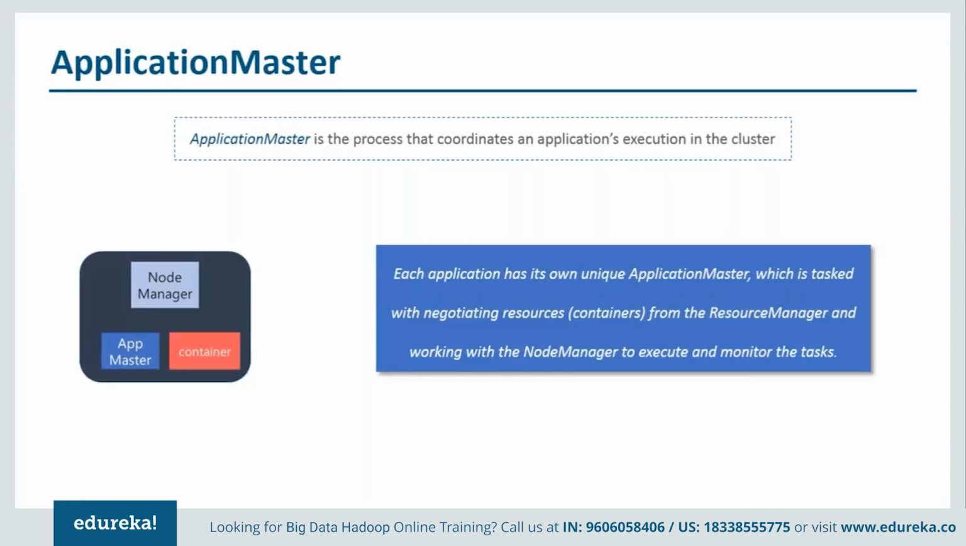In the YARN design, MapReduce is just one application framework. This design permits building and deploying distributed applications using other frameworks. Once the application master is started, it will periodically send heartbeats to the resource manager to affirm its health and to update the record of its resource demands.